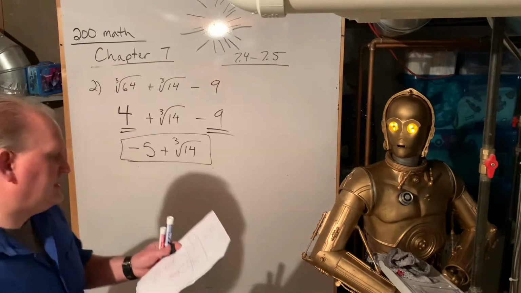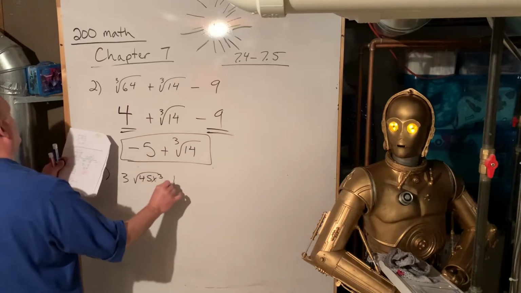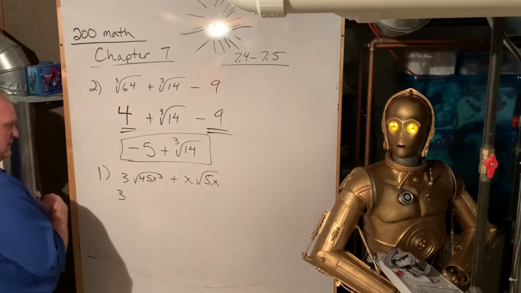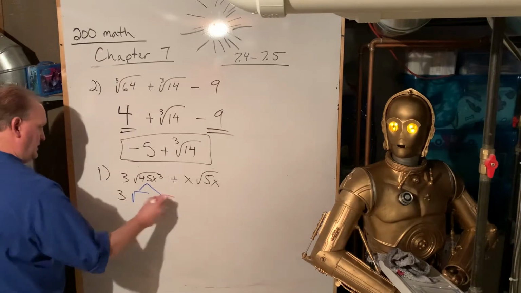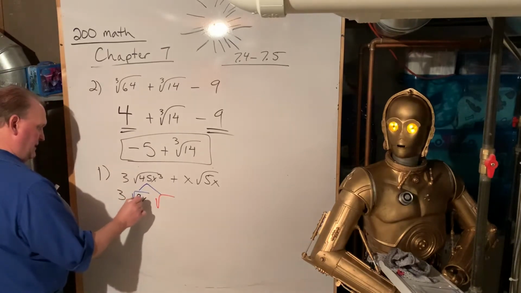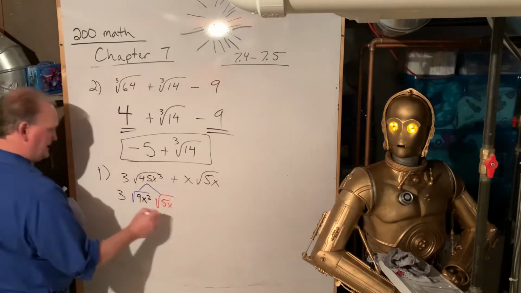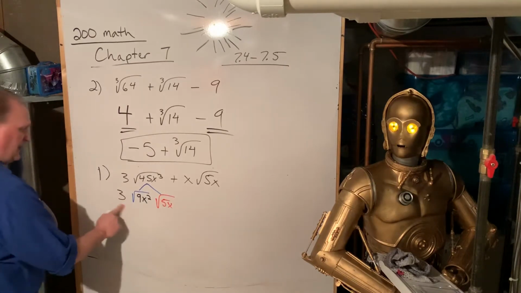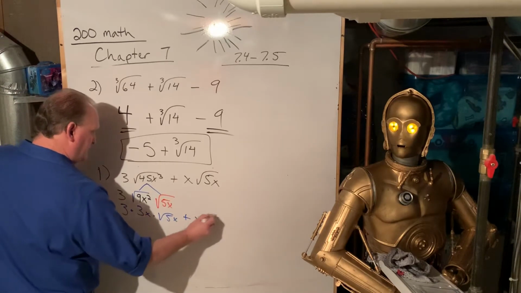All right, let's get another one. We've got 3 square roots of 45x cubed plus x square root of 5x. All right, so 3 is already on the outside. 45 though, perfects and leftovers. So perfect square hidden in 45, that would be 9x squared. And then in the leftover bin, 9 times 5 is 45, x squared times x is x to the third. Well, check it out. Take the square root of 9x squared, that's 3 times 3x times square root of 5x. Plus x, square root of 5x.